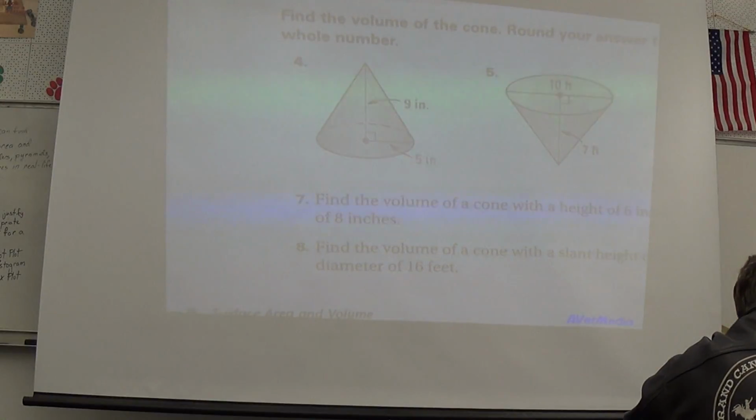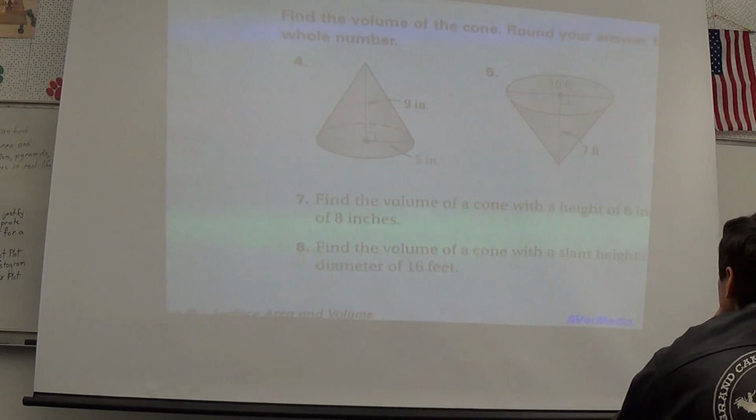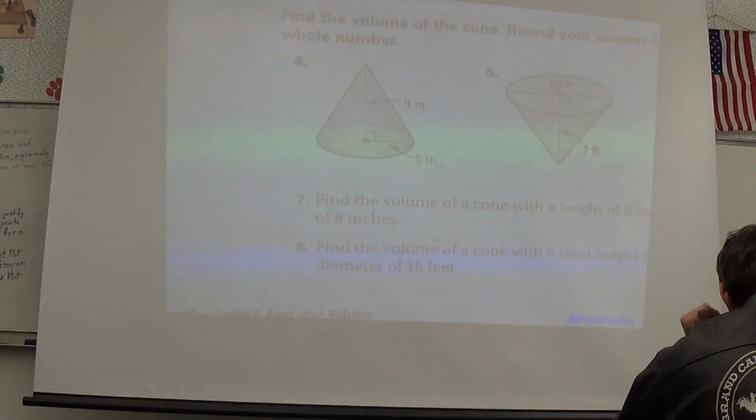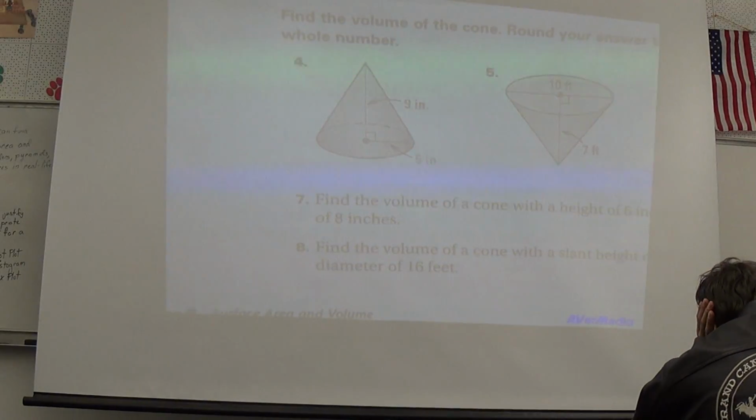What's the area, 9 times 5? No. Pi r squared. Pi times your radius squared, because it's a circle. You're going to round your answers in these sections always to the nearest whole number. That way we are all on the same page and we all have the same result.